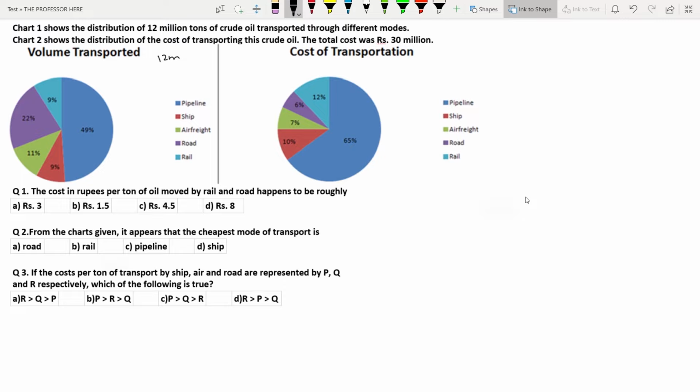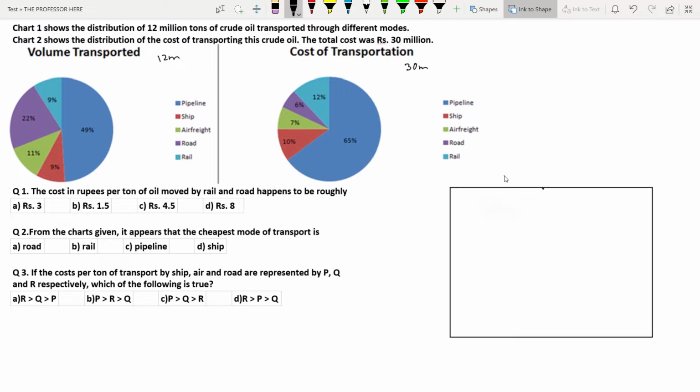The second chart is the cost of transportation. The colors represent the same modes as the first chart. Pipeline is represented by dark blue. And the overall value of the second chart is 30 million rupees. Let's draw a table which will make this question a lot easier. So at the side of this table, let me write down the mode of distribution. First one is pipeline represented by P, then ship, air freight, road and rail. Now let's make two columns. First column is for volume and the second column is for cost.